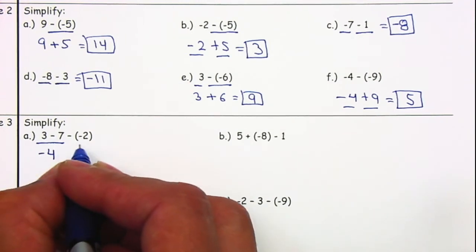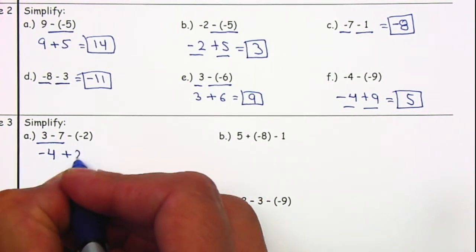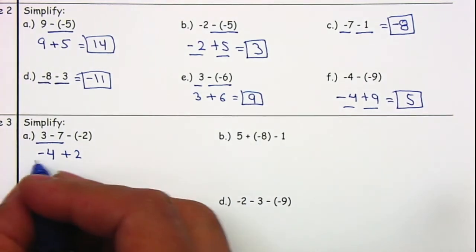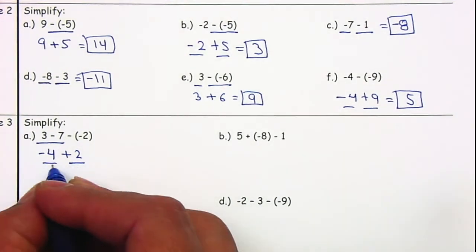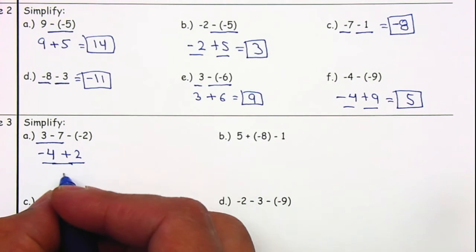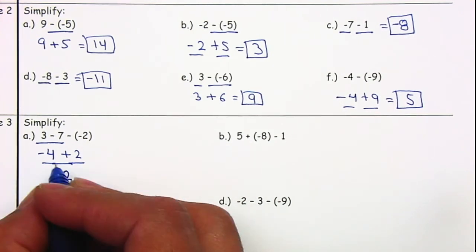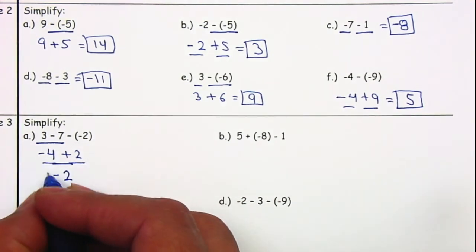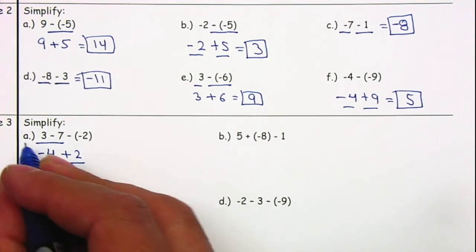Now I'm going to change this to an addition when I bring it down, so plus 2. Different signs, you're going to subtract. That'll give me a 2. And I'm going to keep the sign of the bigger number, which is negative. Remember, you want to be able to work from left to right.